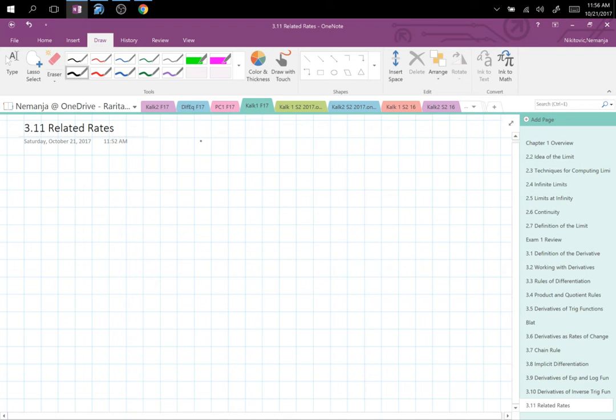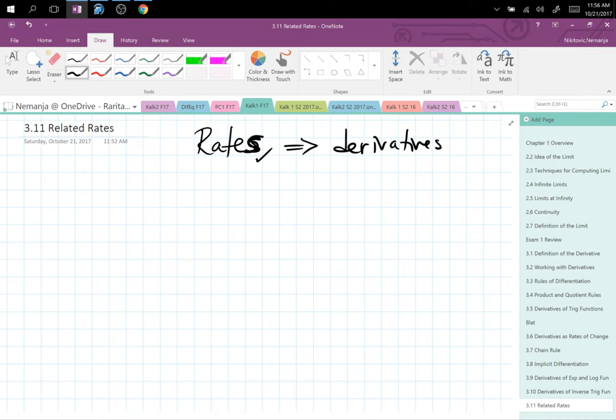The key is the word rate, and then it's plural, so it has the S at the end. That means a few of those. Rates imply derivatives. We know those, rates of change. And then we also have the word related. They will be related through a formula. Now, this is highly applicable stuff. We'll see all of the problems are word problems.